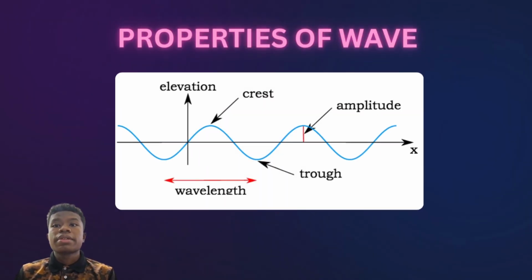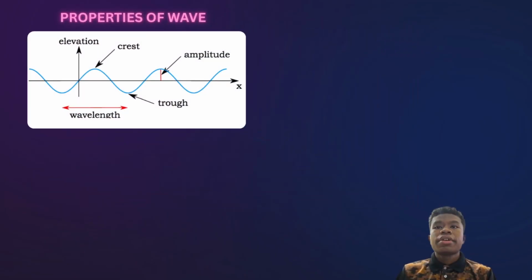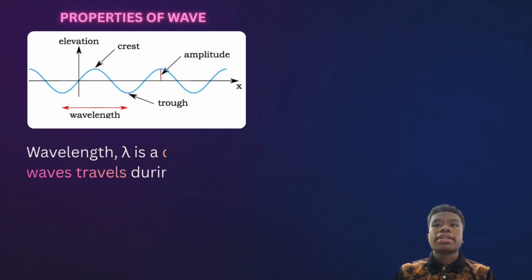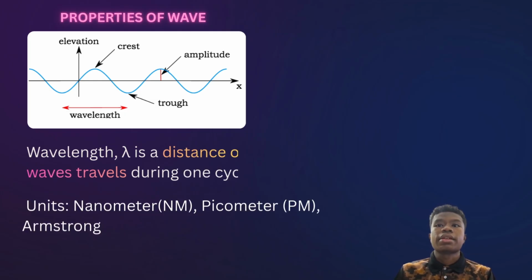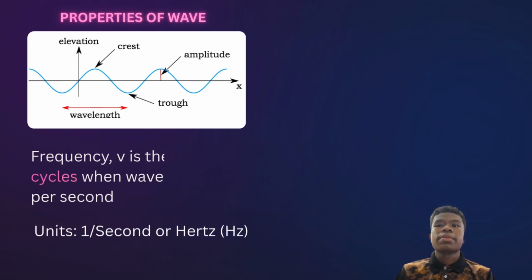First of all, we will start with the properties of wave. Wavelength, or lambda, is the distance a wave travels during one cycle. The unit is nanometer, picometer, or angstrom. Frequency, v, is the number of cycles a wave undergoes per second.